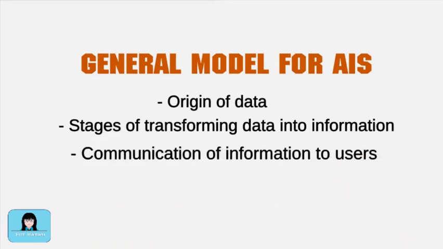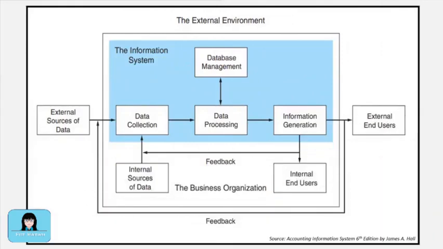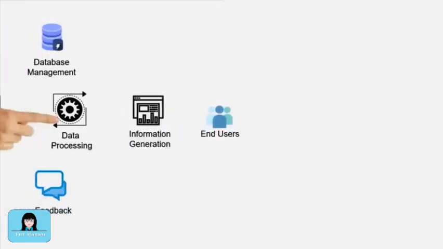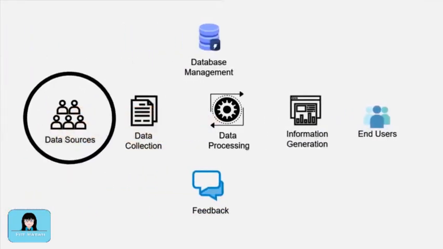This video highlights the 7 elements of the general model for AIS: the end users, data sources, data collection, data processing, database management, information generation, and feedback. We will start with the element called data sources.